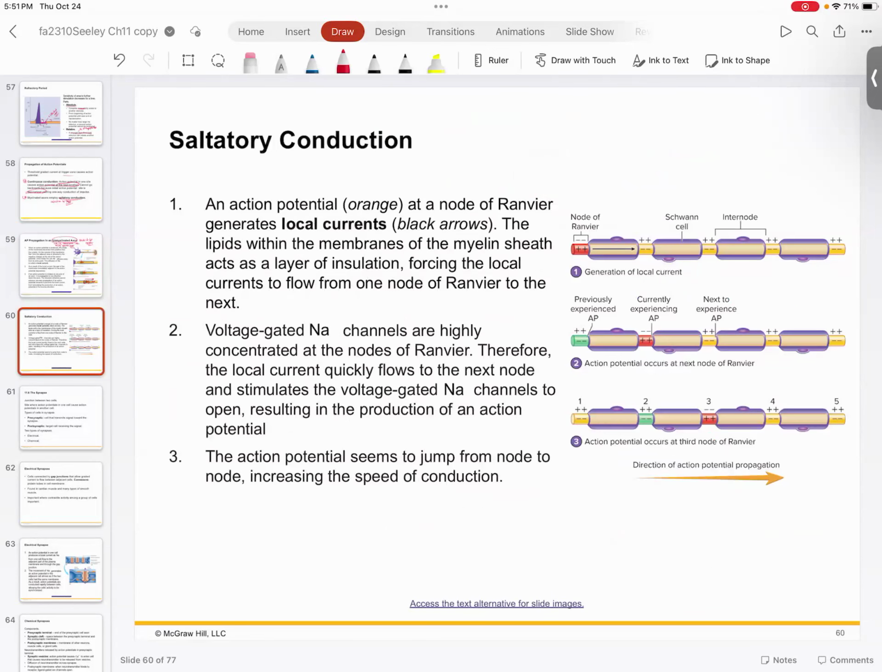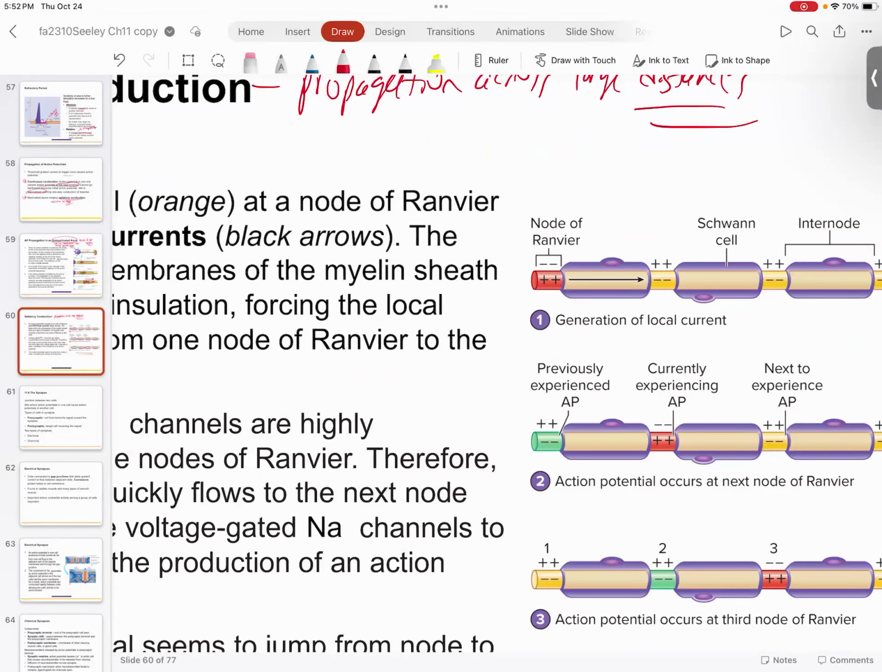Now, saltatory conduction is propagation across long distances. This is what's happening when your brain is sending a contraction signal down a motor neuron that has to go out to the periphery of your body. So it has to go a long way, and you want to get it out there quickly. You have the same basic idea: your action potential, which is our orange, has been created in the axon. So you can see here, this is your little point of depolarization.